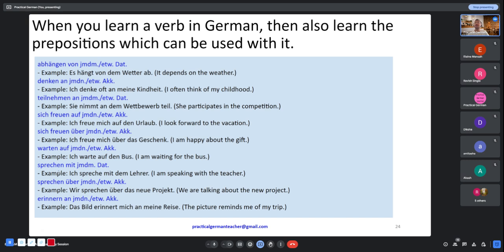Sprechen über. So sprechen mit means talk with. Sprechen über is talk about, and after über it will be accusative. So wir sprechen über das neue Projekt. We are talking about the new project.